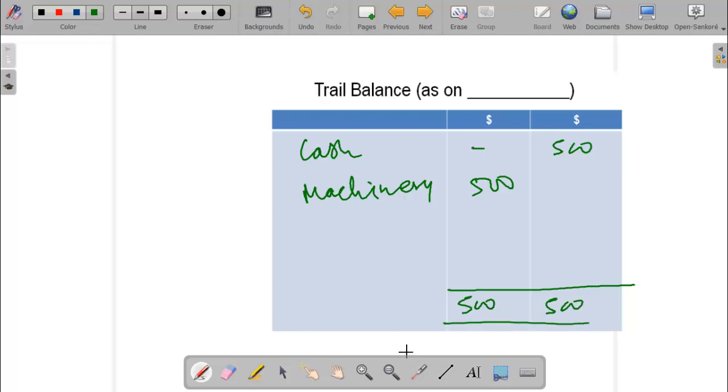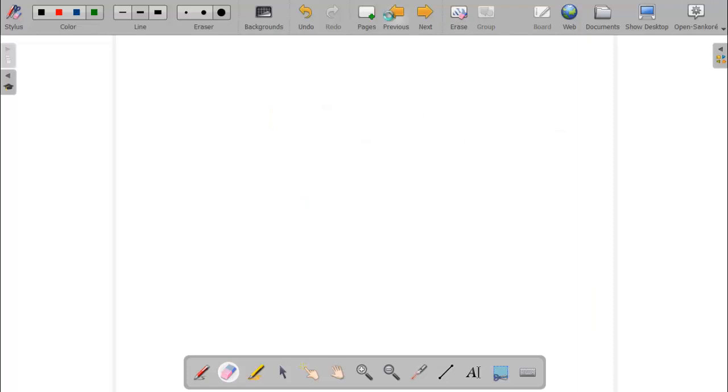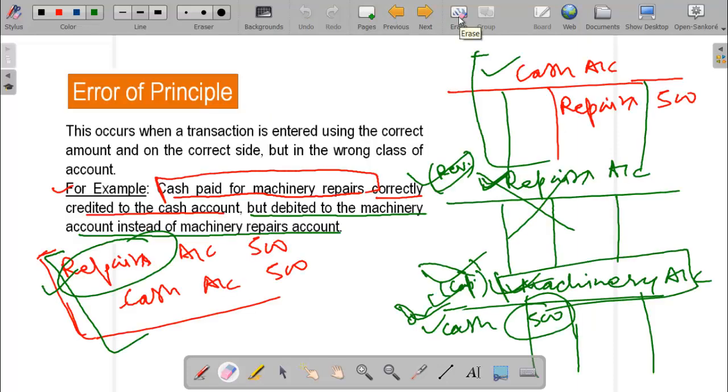It means this error is called error of principle, and it is not affecting the total of the trial balance. The error is only in the name of the account. Instead of machinery, the repair account should come, but due to the error only the machinery account is coming. But the total of the trial balance is coming the same. There is no problem in the total. So this is called error of principle.